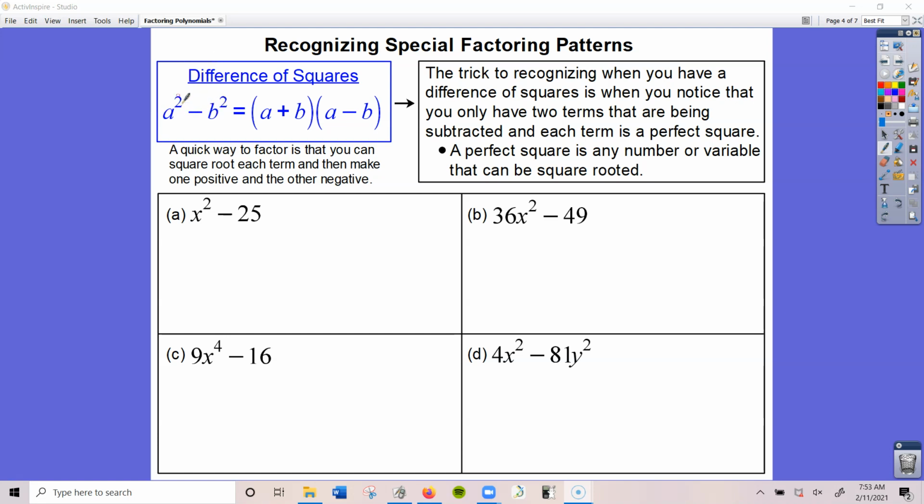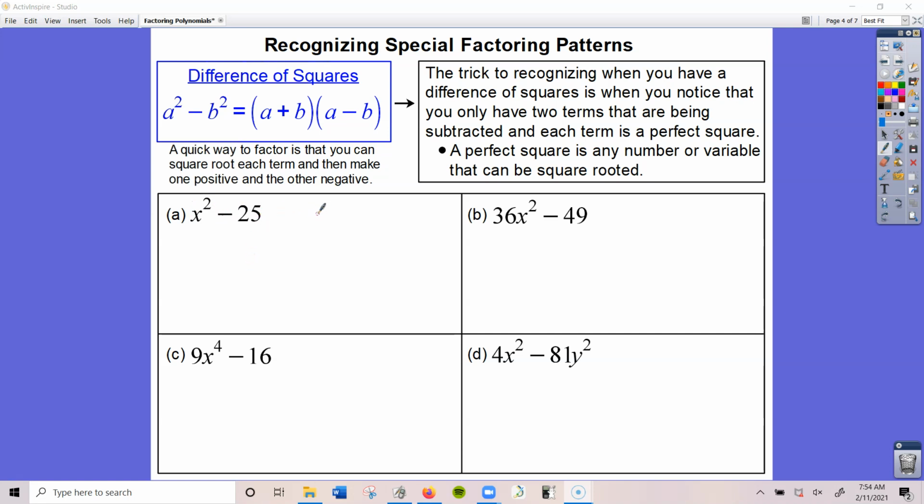A perfect square is basically a number or a variable that can easily be square rooted. 25, for example, is a perfect square because you can square root 25 and get 5. X squared is a perfect square because you can square root x squared and you get x. So let's look at this example, which is exactly what I was talking about. X squared minus 25. It's a difference of two perfect squares.